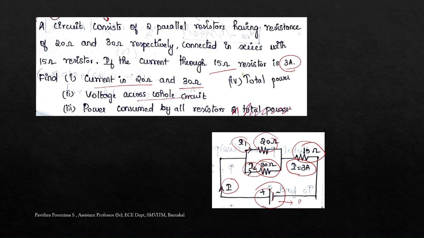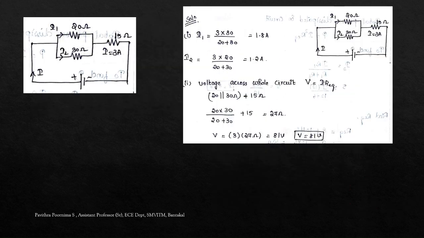Next, the voltage across the whole circuit, that is, what is the supply voltage, which is unknown here. The third is the power consumed by each resistor: the power consumed by 20, by 30, and by 15. We have to find P20, P30 and P15. Next is the total power, PT. If you add all three powers, you will get the total power. So we'll see how to find these things.